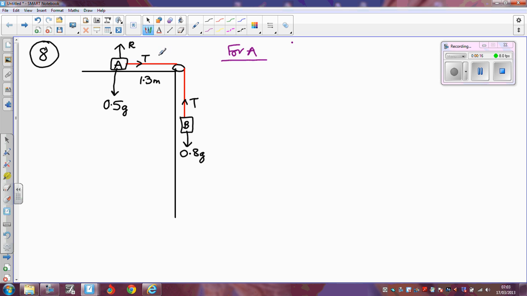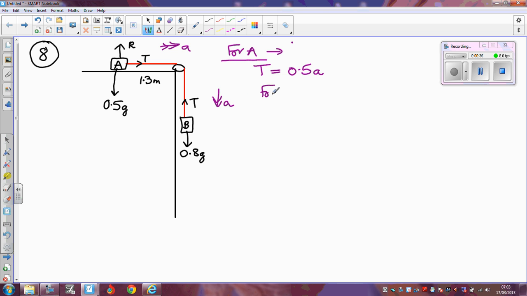We can see the only force acting in a horizontal direction. We're assuming, as it's fairly obvious, that A is going to accelerate in that direction and B is going to accelerate downwards. So for A, Newton's second law says that T, in that direction, is just going to be the mass, which is 0.5, times a.